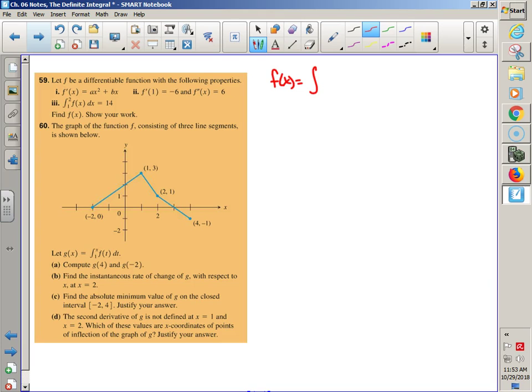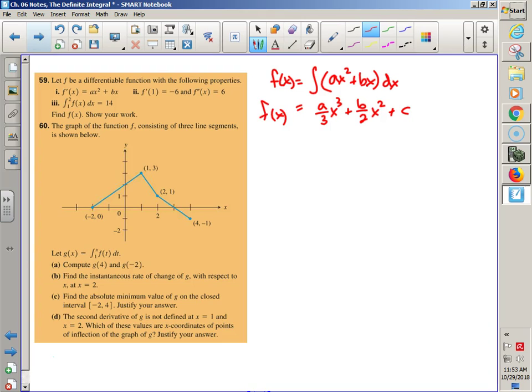Wait a minute. They gave me another clue. Oh, that's the integral of f, though. They gave me a value of f prime. They gave me a value of f double prime. Keep it indefinite just because we know how to do indefinite integrals, right? Okay. So we get a over 3 x cubed plus b over 2 x squared plus c.